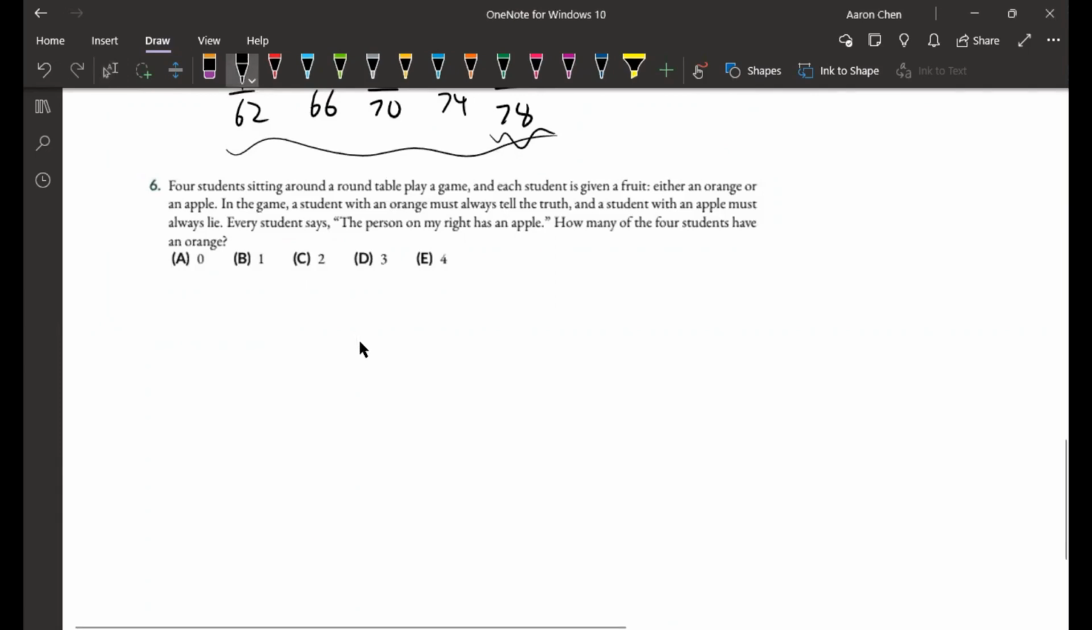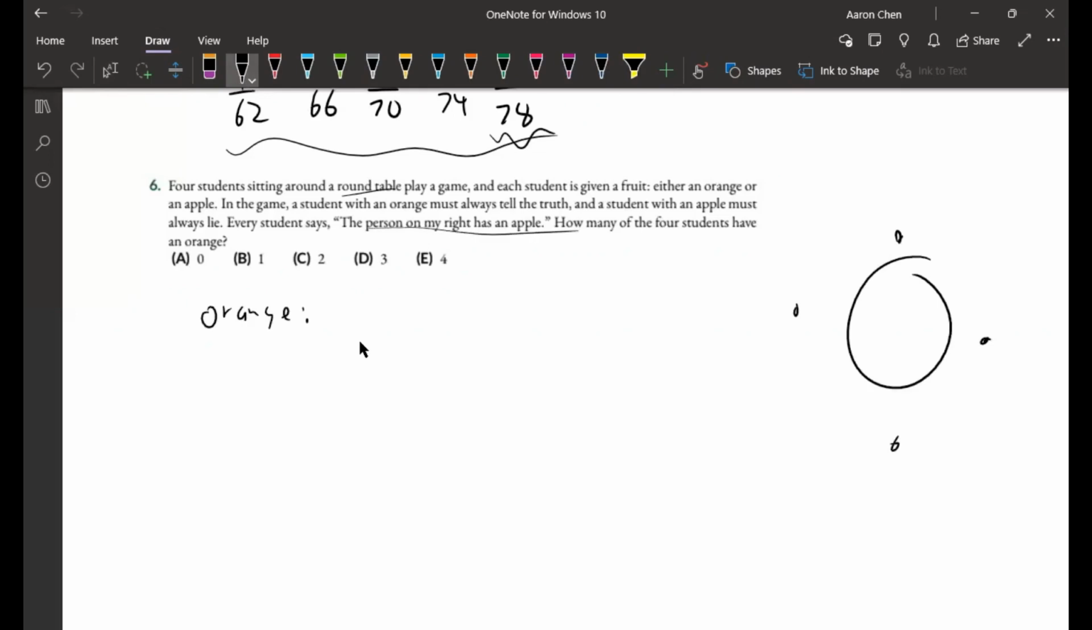There are 4 students sitting at a round table playing a game. So 1, 2, 3, 4. They're either given an orange or an apple. Someone with an orange tells the truth, and someone with an apple is lying. Everyone says the person on my right has an apple. And don't forget, apples are lying.